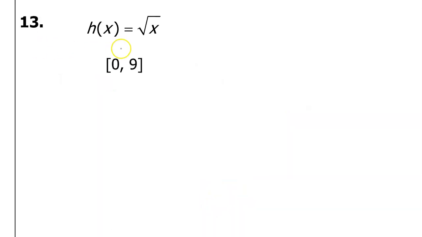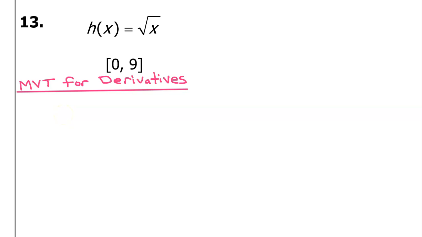In this video, we will take a function that is differentiable and continuous over a particular interval, and we will find the value of c whose existence is guaranteed by each of the mean value theorems. Let's start with the mean value theorem for derivatives.